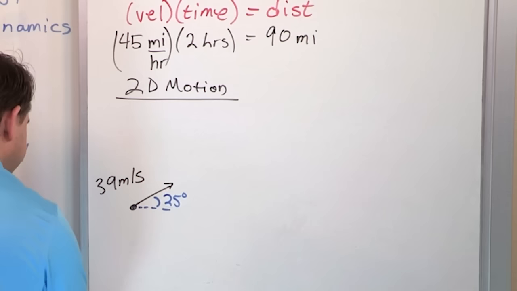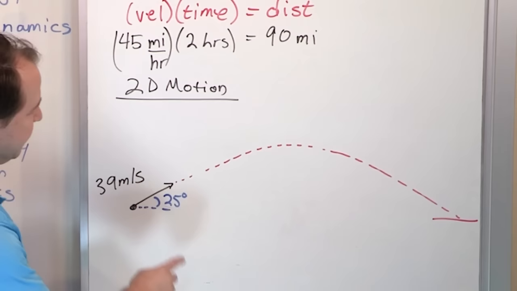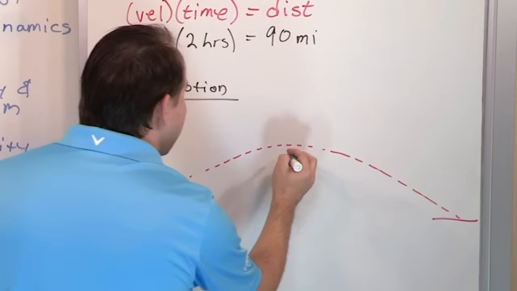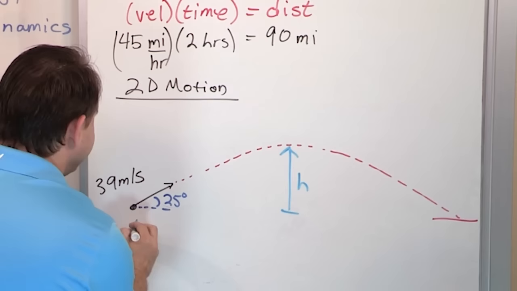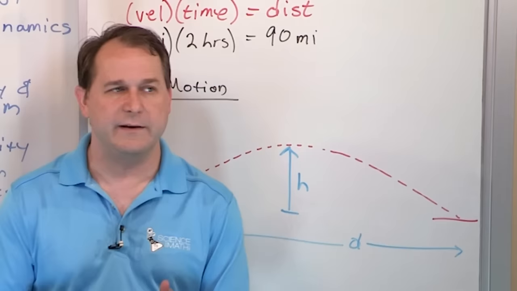What's this thing going to do? I mean, you all know that if I do that, it's going to continue up, it's going to hit some maximum, and then it's going to come down and it's going to hit the ground again. So the question is, if I throw a ball at 39 meters per second at a certain angle, what do I want to know? Typically, I want to know how high did it go? That's what I want to know. How high did it go? And I want to know, generally, how far did it go? And I'm not going to write it on the board, but I also probably want to know how long it was in the air. So that's called projectile motion, or 2D motion, and it's just going to be basically equations of motion applied to that situation.